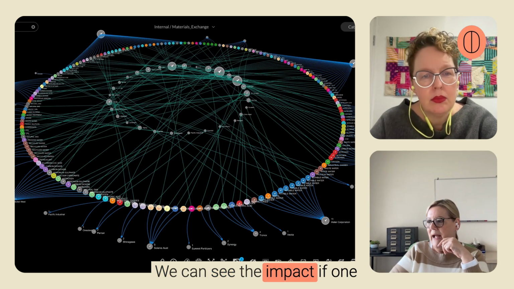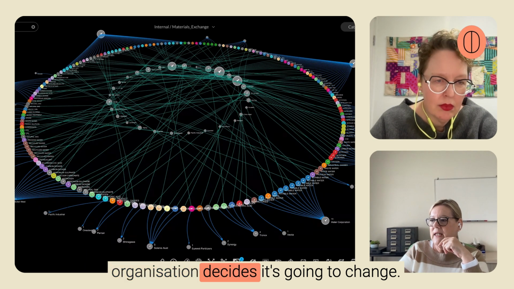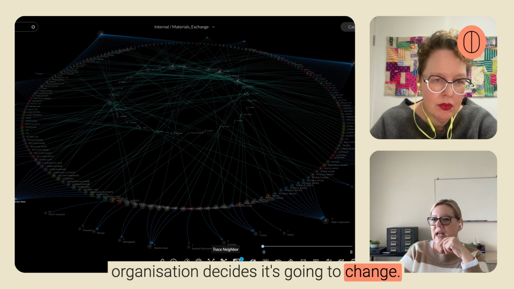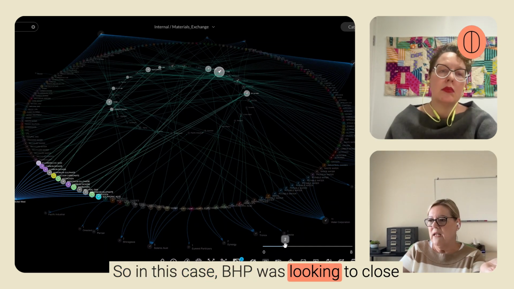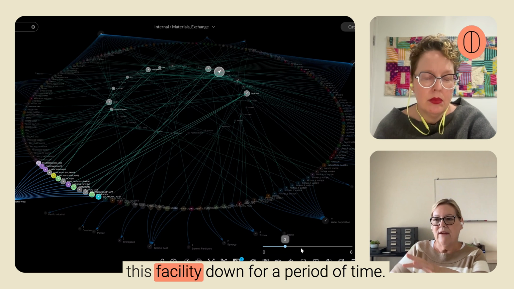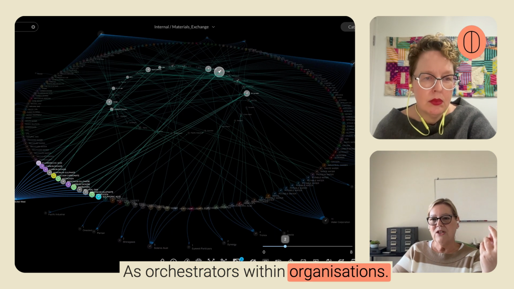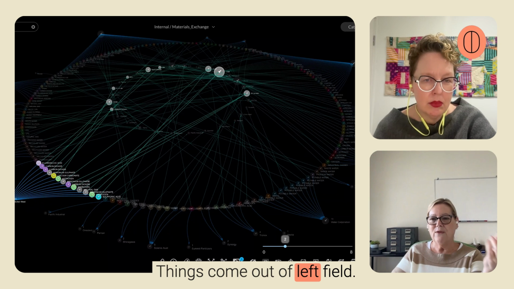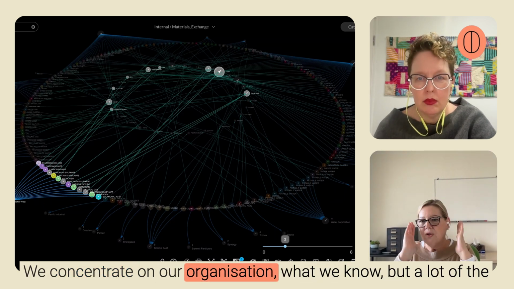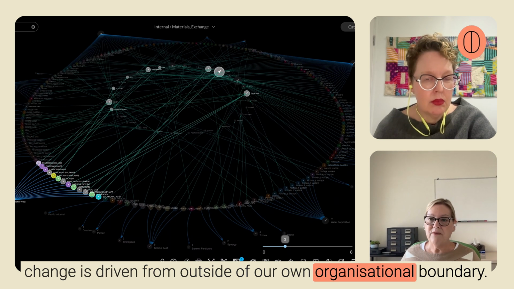we can see the impact if one organization decides it's going to change. So in this case, BHP was looking to close this facility down for a period of time. The complex needed to understand the impact. As orchestrators within organizations, we know we're going to deal with change every day. Things come out of left field. We concentrate on our organization, what we know. But a lot of the change is driven from outside of our own organizational boundary.